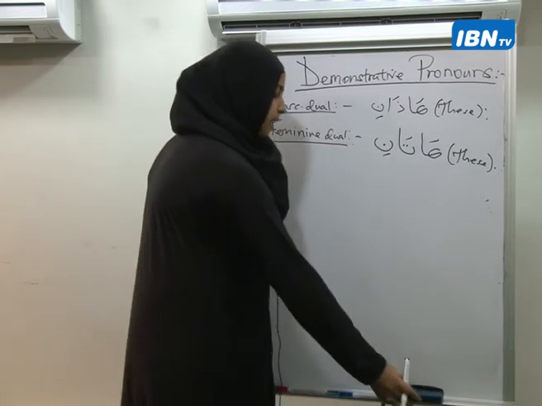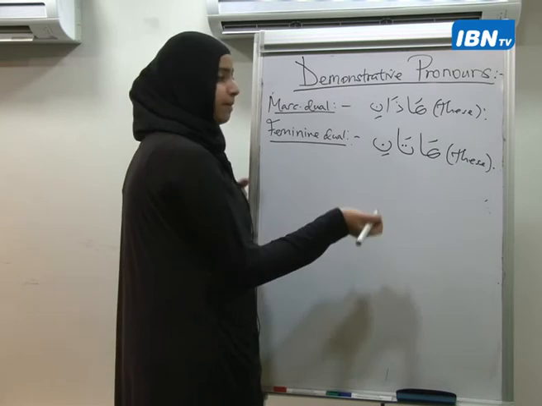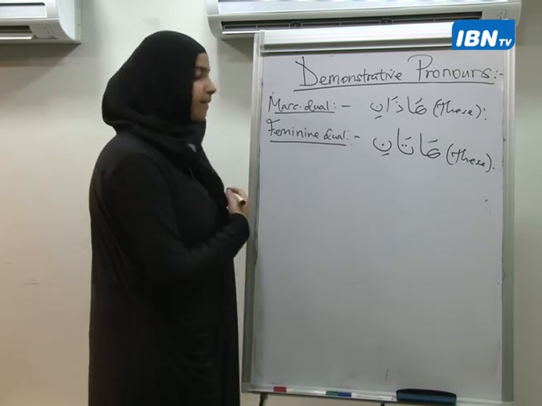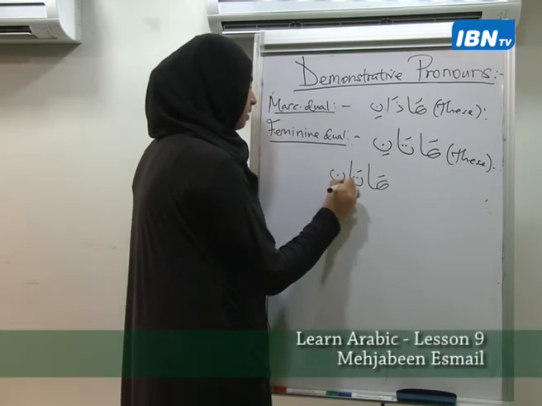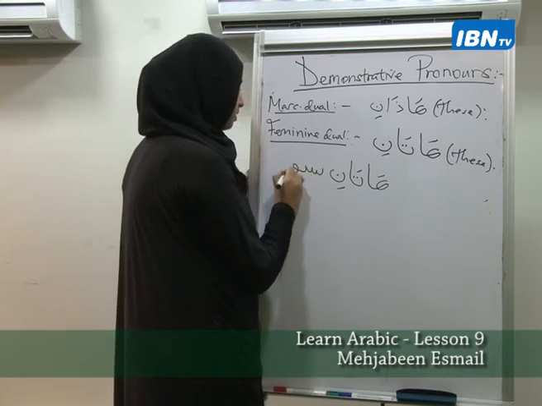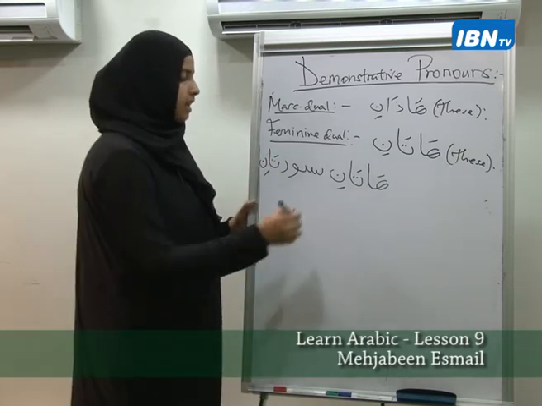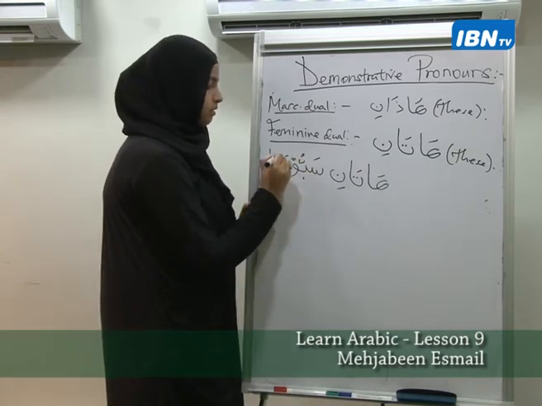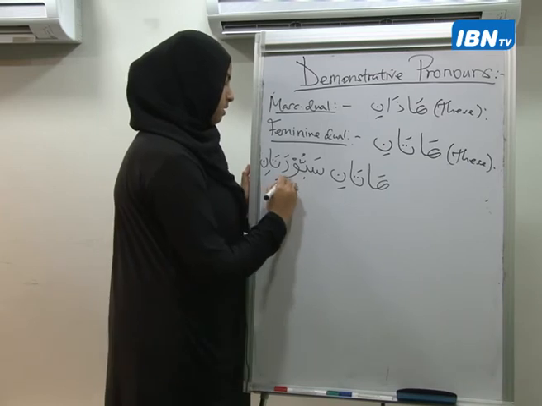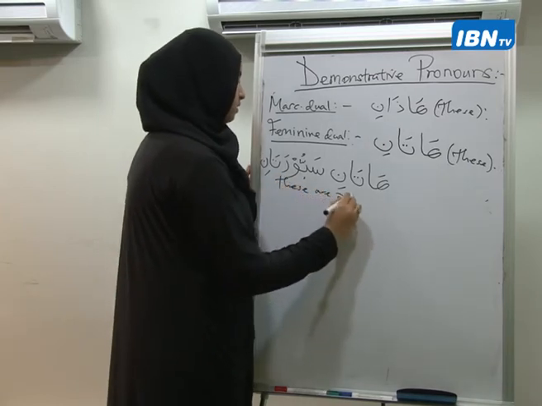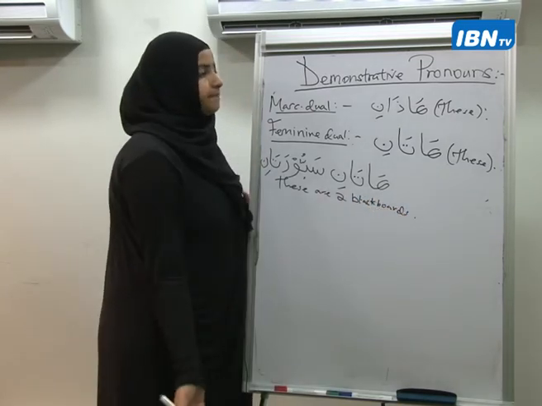What if I want to say these are two blackboards? I will say hatani. Blackboard means saburatun. Saburatun is a feminine word. So I will say hatani saburatani. Hatani saburatani means these are two blackboards, right? Any other example?